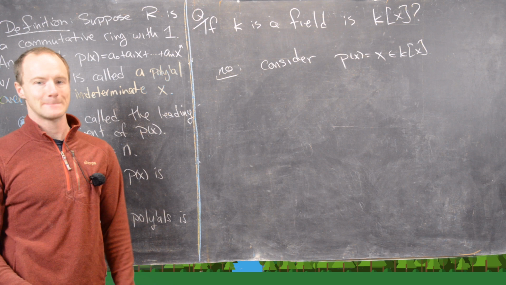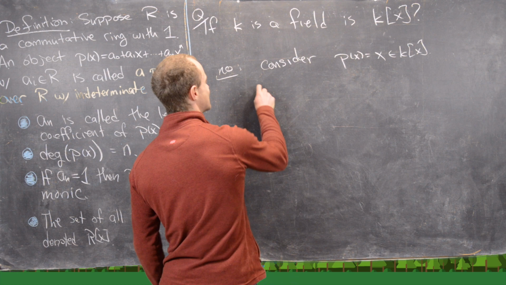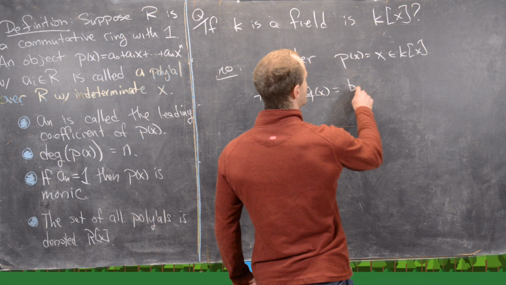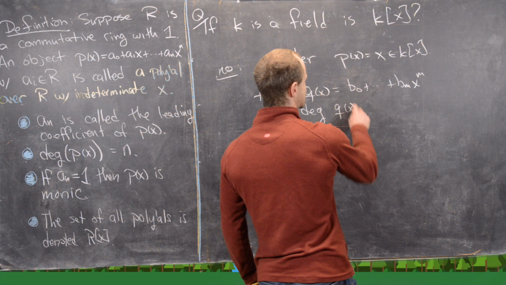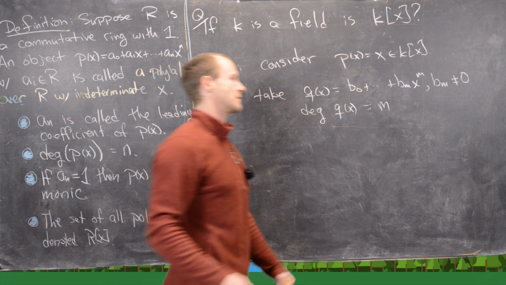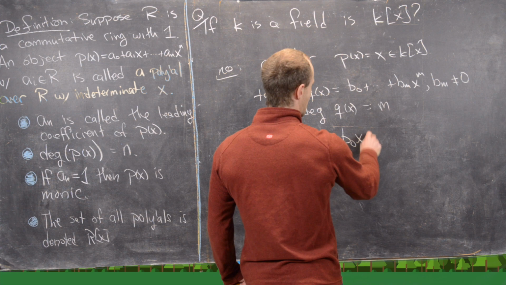Okay, and now what we're going to do is find the product of P of X with an arbitrary polynomial Q of X in K adjoined X. Let's take Q of X equal to B0 plus up to BM X to the M. And notice that the degree of Q of X here is equal to M. And here maybe we'll take BM not equal to zero. Great. So the next thing to notice is that in this case, P of X times Q of X equals B0 X plus all the way up to BM X to the M plus 1.